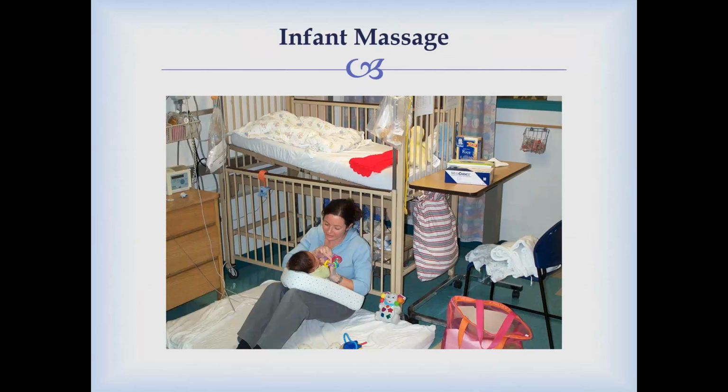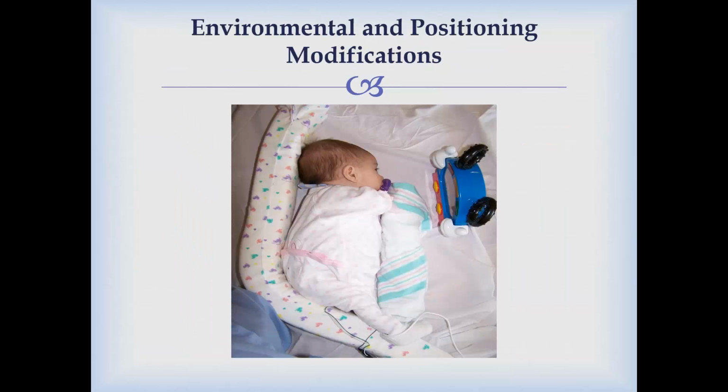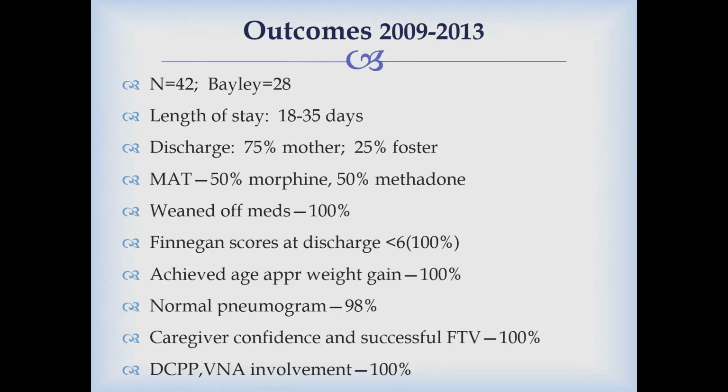The next picture just shows contingency learning. This one is infant massage. And this one is showing a range of modifications for adaptive positioning, for sensory awareness and interaction with the baby's environment.